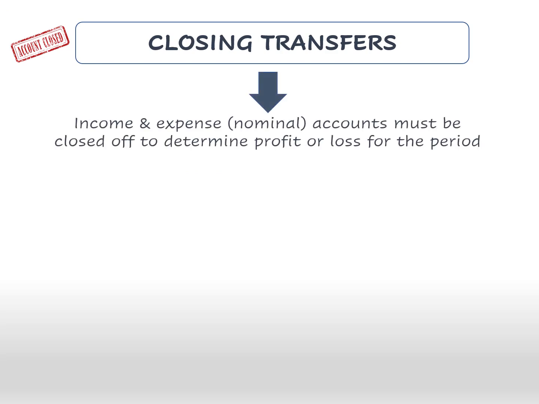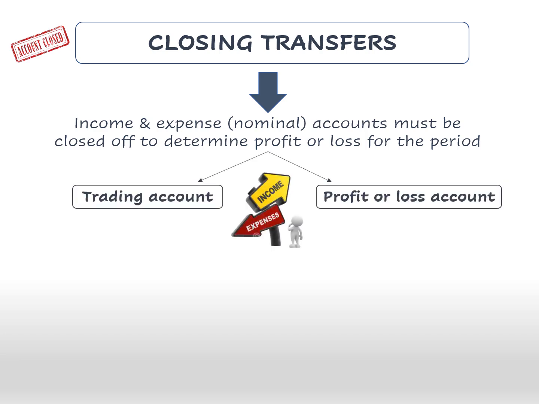The second part of chapter 10 concerns closing transfers. This is where the income and expense accounts, otherwise known as the nominal accounts, must be closed off to calculate the profit or loss for the period. This means that the amounts in every income and expense account must be taken out of that account and transferred to specific accounts. The accounts that we use are the trading account and the profit or loss account.